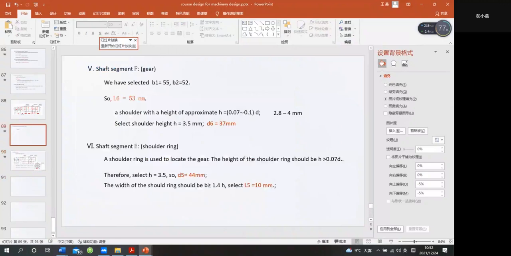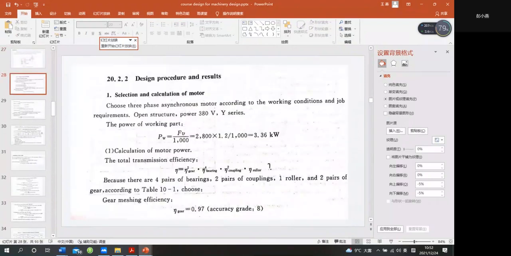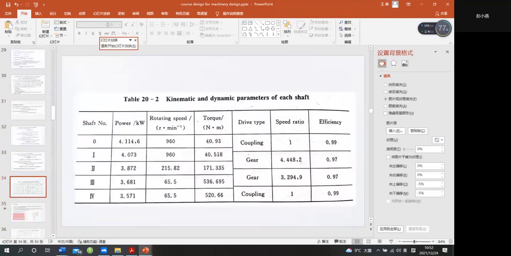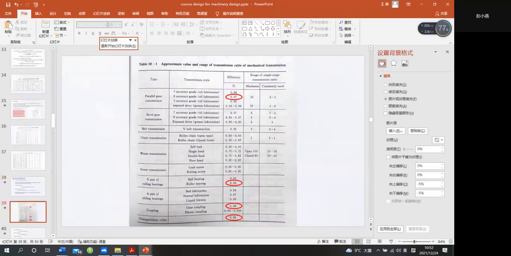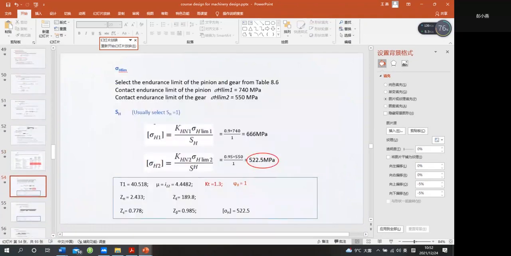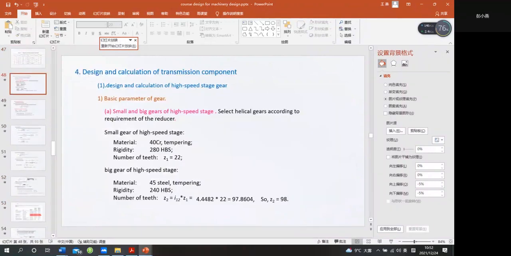Okay, and then in the course design we include these contents. First, you should choose the type of the motor, and calculate the speed ratio, and then calculate the powers, rotating speed and the torque for each shaft, and then determine or design the high speed stage gears, the smaller gear and the larger gear.